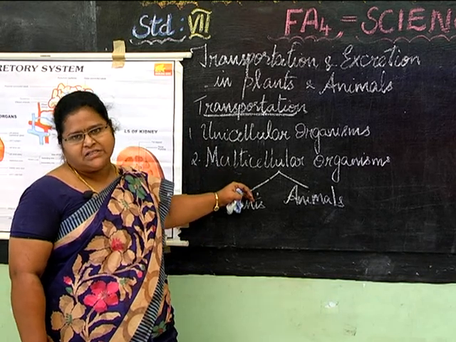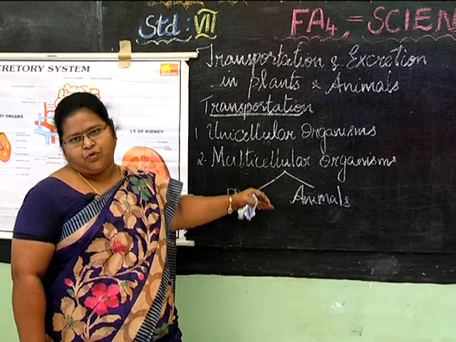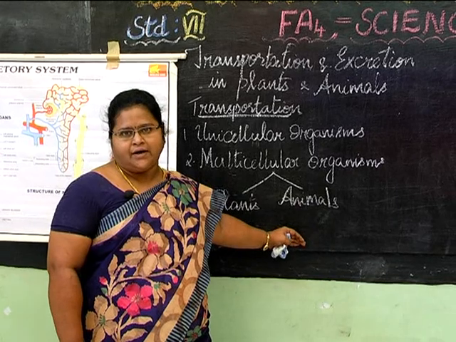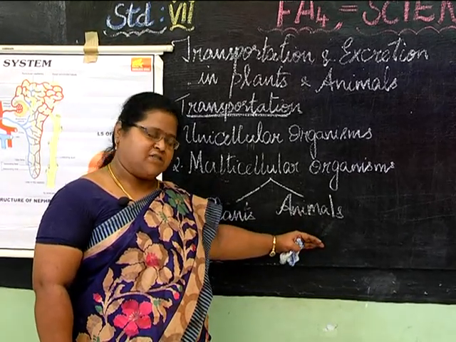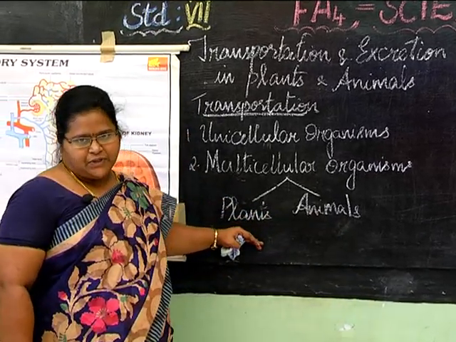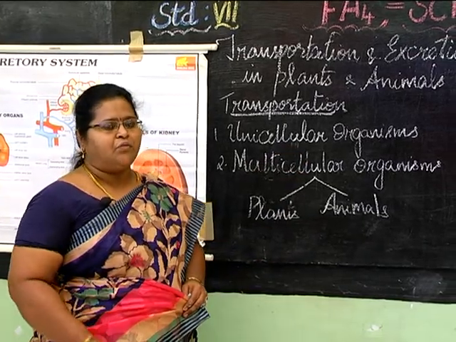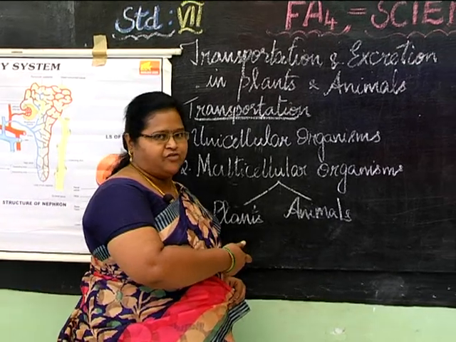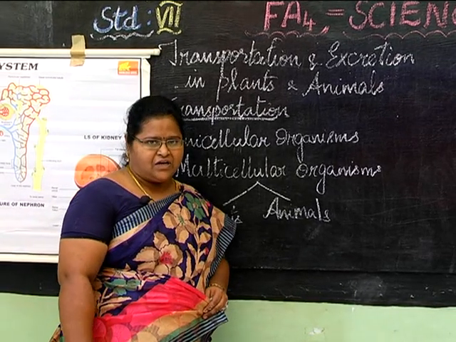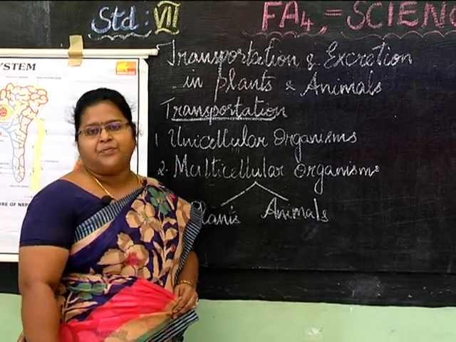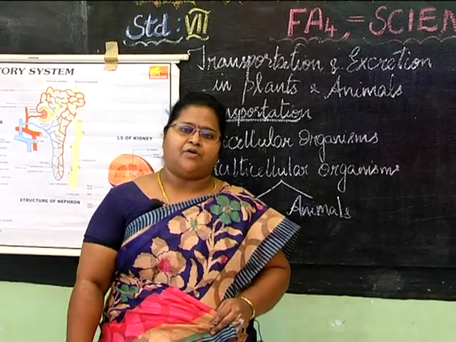When you talk about multicellular organisms, we all know that both plants and animals are included under them. Talking about plants first, we'll deal with the transportation mechanism in plants. The most important mode of transportation in plants is by means of the vascular bundle. The vascular bundle comprises the xylem and the phloem.